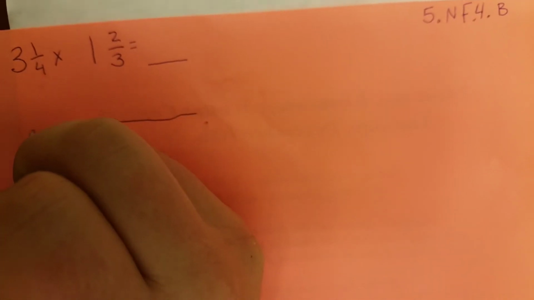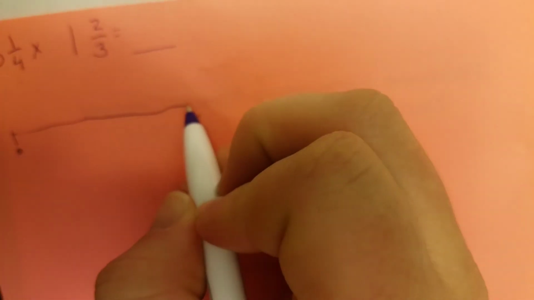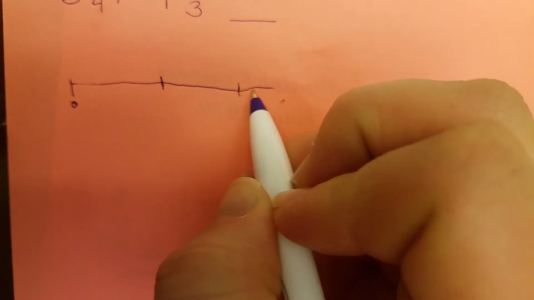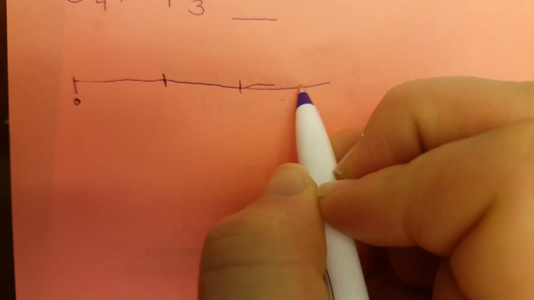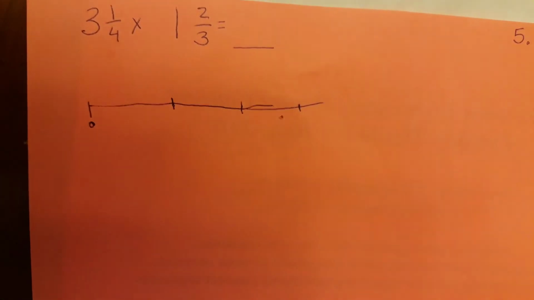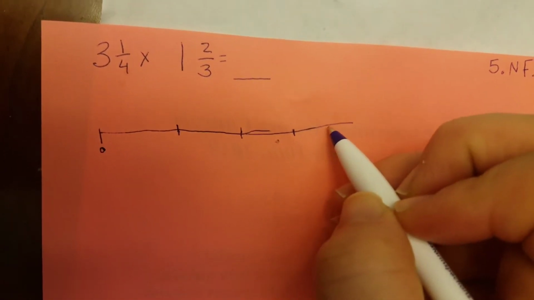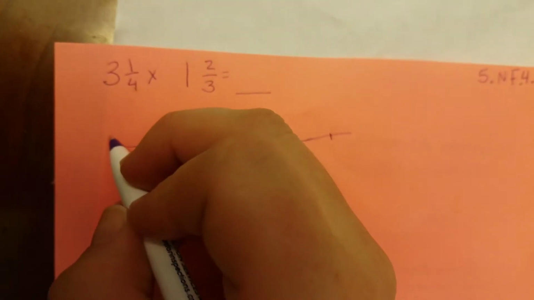So we start with 0. If I make this my unit, that would be 2, 3. It's not perfect. I'm not using a ruler here. And I see that one side's going past 3, so I'll go over to 4. And then I'll put my 0 up there.